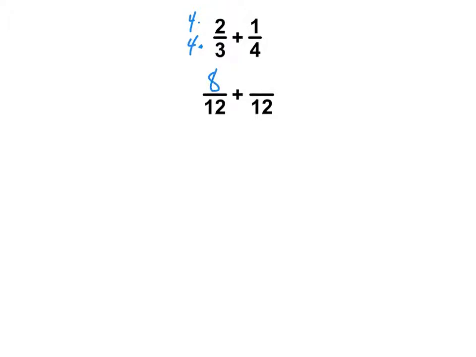So let's take a look at the second fraction and repeat the same process. I say 4 times what gives me 12? Well, that's got to be 3. And so if I'm going to multiply the bottom by 3, then I have to multiply the top by 3. And so 1 times 3 gives me 3.